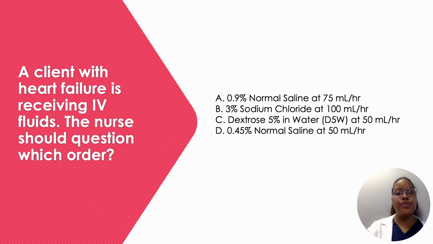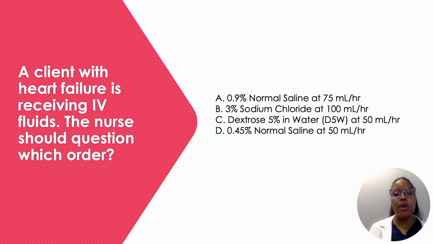If you chose B, then you are correct. So 3% sodium chloride is a hypertonic solution that draws water out of the cell into your extracellular space, increasing your intravascular volume. So administering this solution at 100 can lead to significant fluid volume shifts and volume expansion, posing a high risk for worsening heart failure and could even cause pulmonary edema. Therefore, this order should be questioned.